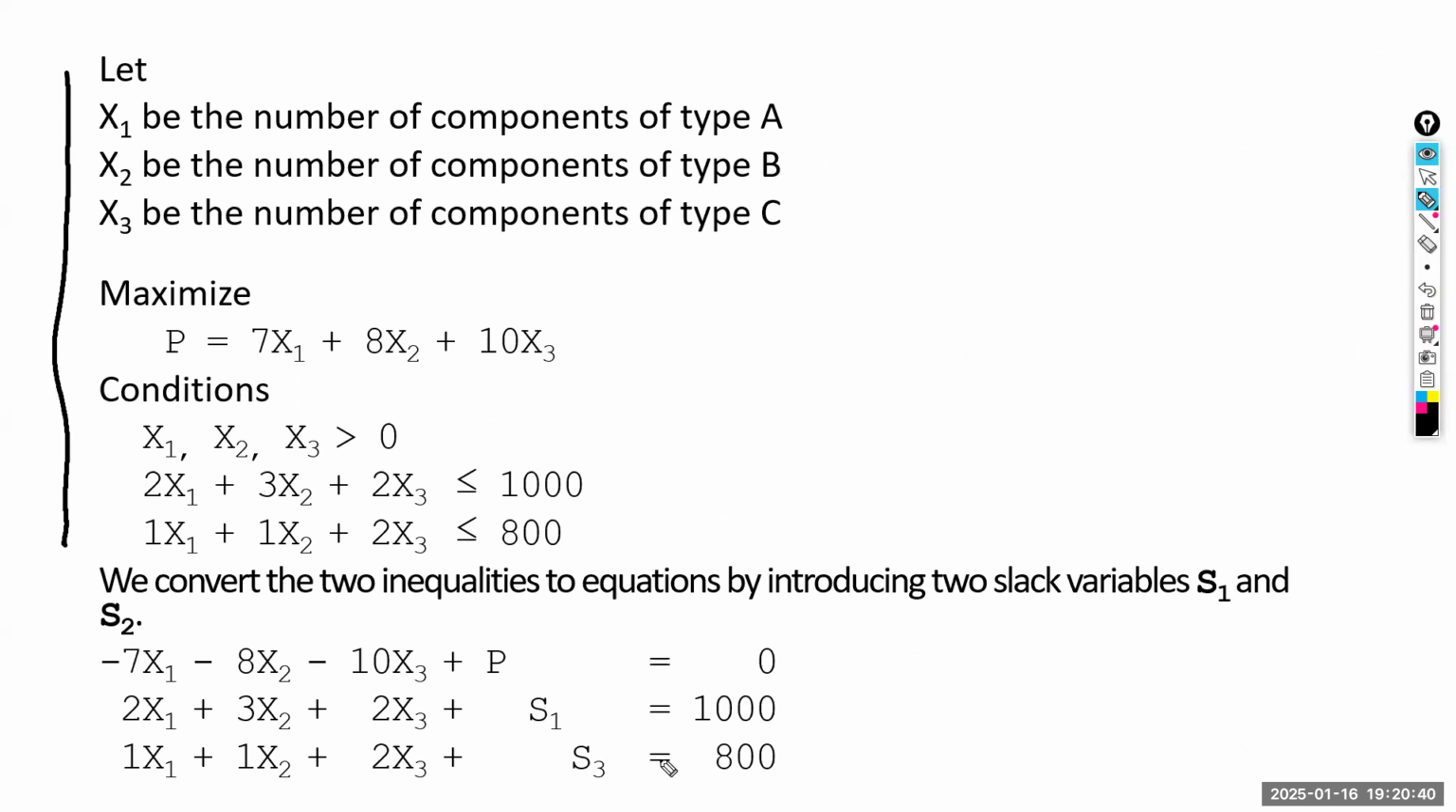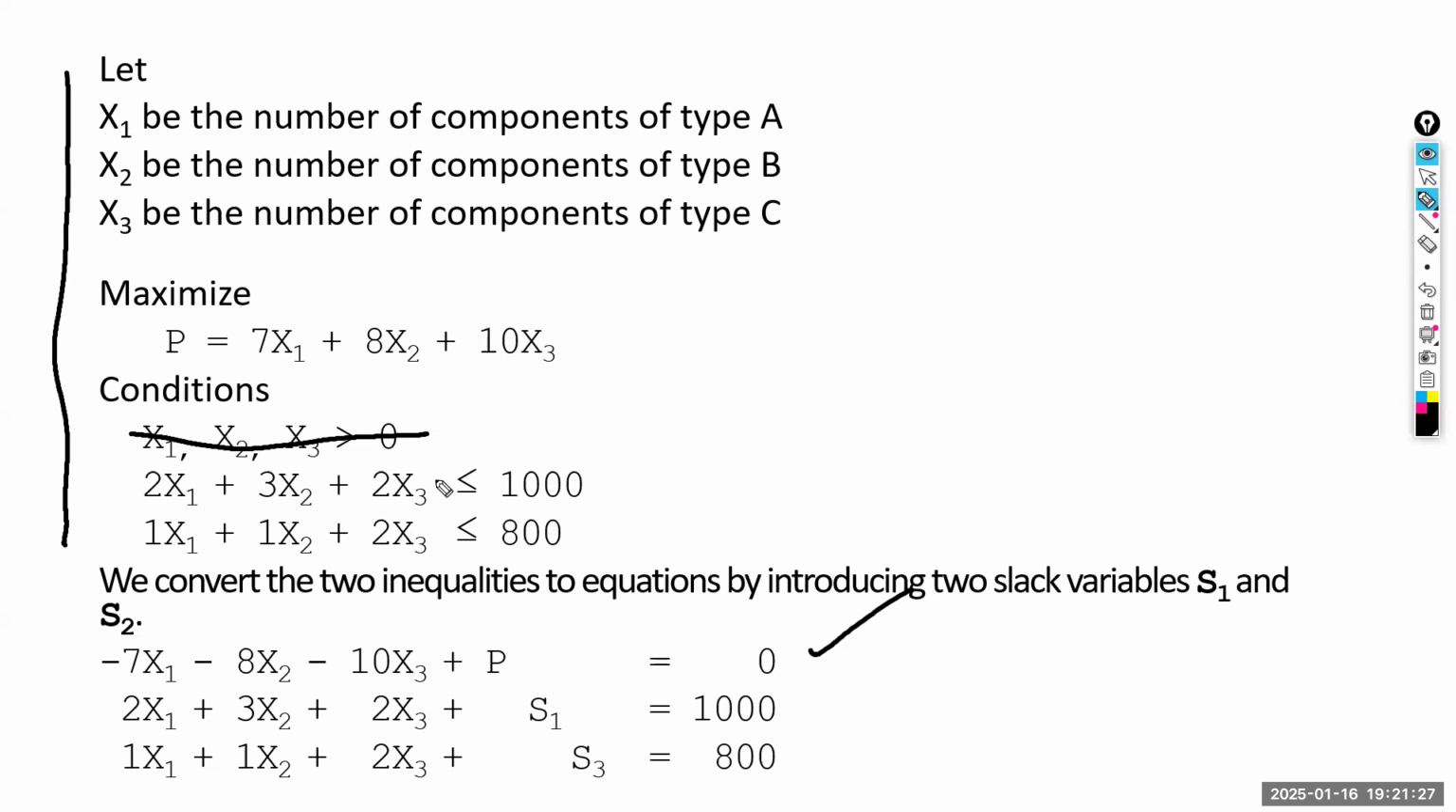How to convert them into equations? For each and every inequality, you introduce a slack variable. But for the profit function, you don't need a slack variable, because it's already an equation. Profit equals this, so it's not an inequality. But you write it like this. You take everything to the P side. So P, minus 7x1 minus 8x2 minus 10x3 plus P equals 0. So that is very important. You take all the variables to the profit side and write it as an equals 0 equation.